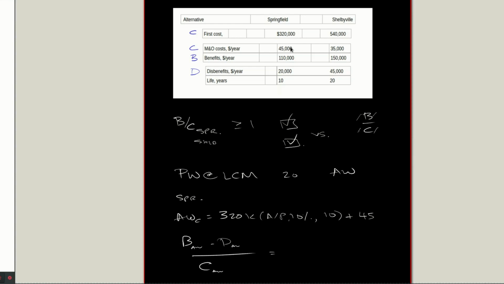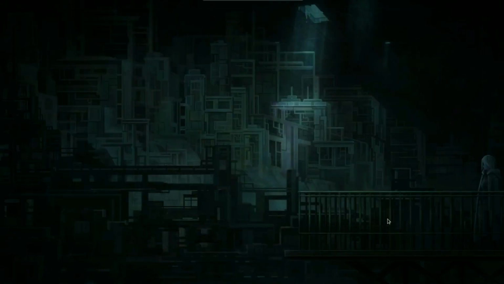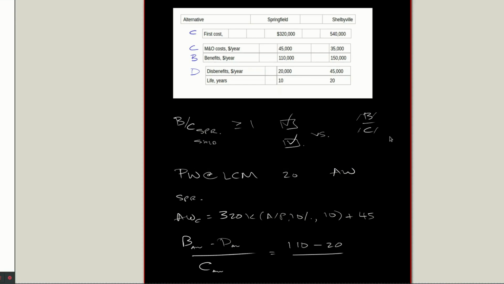So then I would have 110 minus 20 divided by whatever this cost is. So that would be divided by 52. So you mathematicians would tell me that is greater than 1. So this is in fact viable. So Springfield, viable. Right?